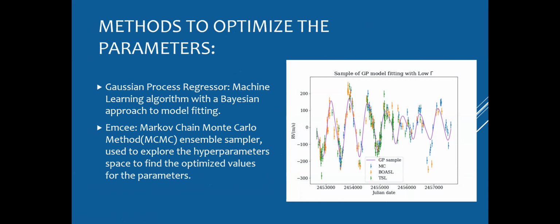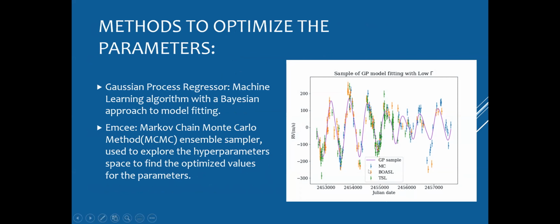The first one was a machine learning algorithm called a Gaussian process regressor that fits a model to the covariance matrix of the dataset instead of fitting a model directly to the data. The second one is called emcee. It's a Markov chain Monte Carlo ensemble sampler that I use to explore the parameter space of each of the parameters and verify that the values were significant and reasonable.